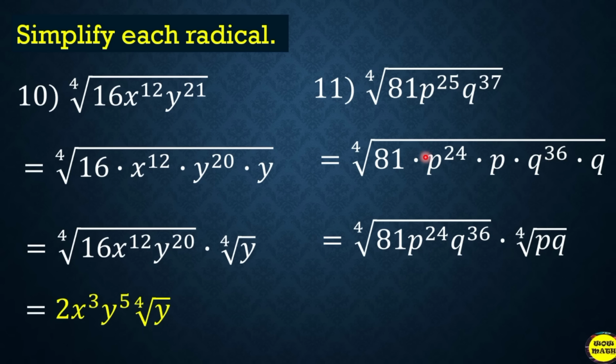So, pwede na natin reduce, no? Masisimplify na natin yung radical at ma-remove na natin yung mga nth root sa loob ng radicand. So, fourth root of 81, that is 3. 24 divide 4, that is 6, kaya p to the 6th power. 36 divide 4, that is 9. So, q to the 9th power. Fourth root of PQ.